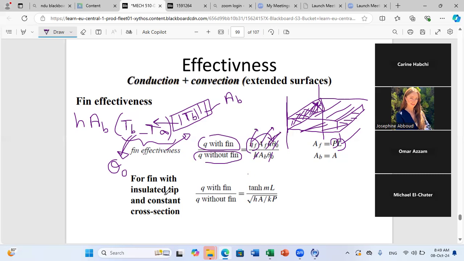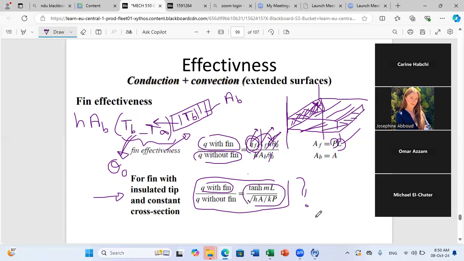Now, in case we have a fin with insulated tip and constant cross section, if we replace in this equation the efficiency by its expression, okay, we get the following form. It's tanh(mL) over the square root of hA over kP. So how can we get this form from the table? From the table I gave you, we have Q with fin, okay? And we have that Q without fin is h A_b theta 0. If we replace, we end up with the following form.